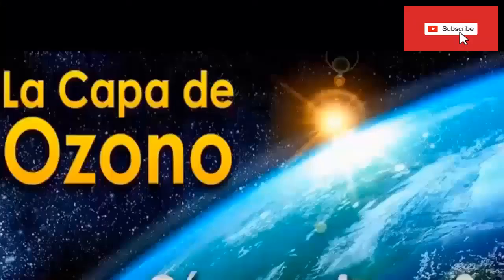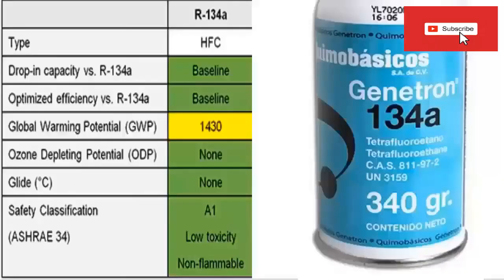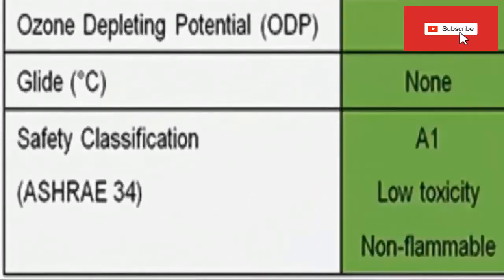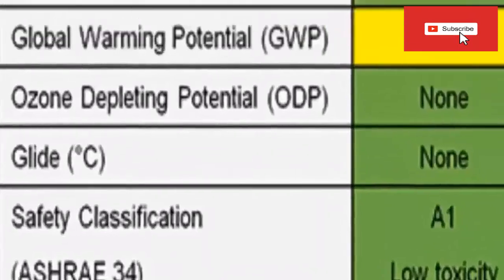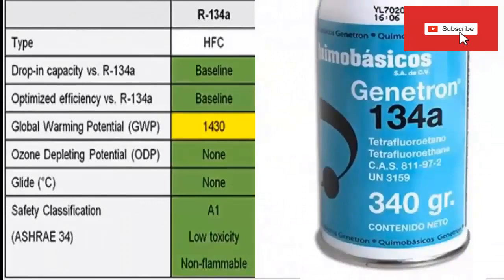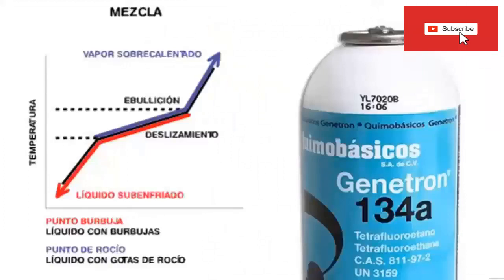1. R134a does not harm the ozone layer. 2. R134a is not flammable, classified as A1. 3. R134a is not toxic, classified as A. 4. R134a refrigerant gas has a global warming potential of 1430. 5. The R134a refrigerant has no glide. This means that its temperature remains constant during the phase change, as long as the pressure does not change.